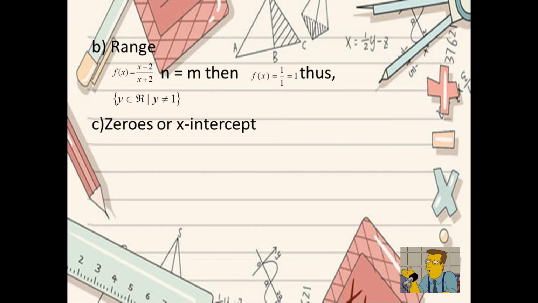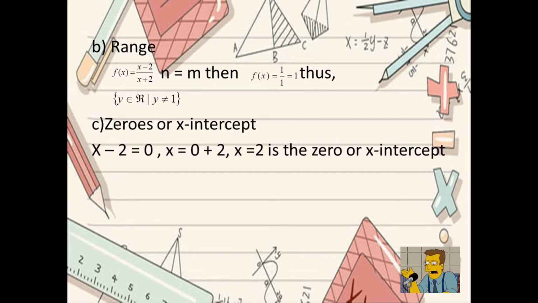Okay, the zeros or the x-intercept of the function. To find the zeros or x-intercept, you have to use the expression in the numerator. The numerator is x minus 2, then equate it to 0, and that is x equals 0 plus 2, so x equals 2. So 2 is the zero or the x-intercept of the graph of the function.